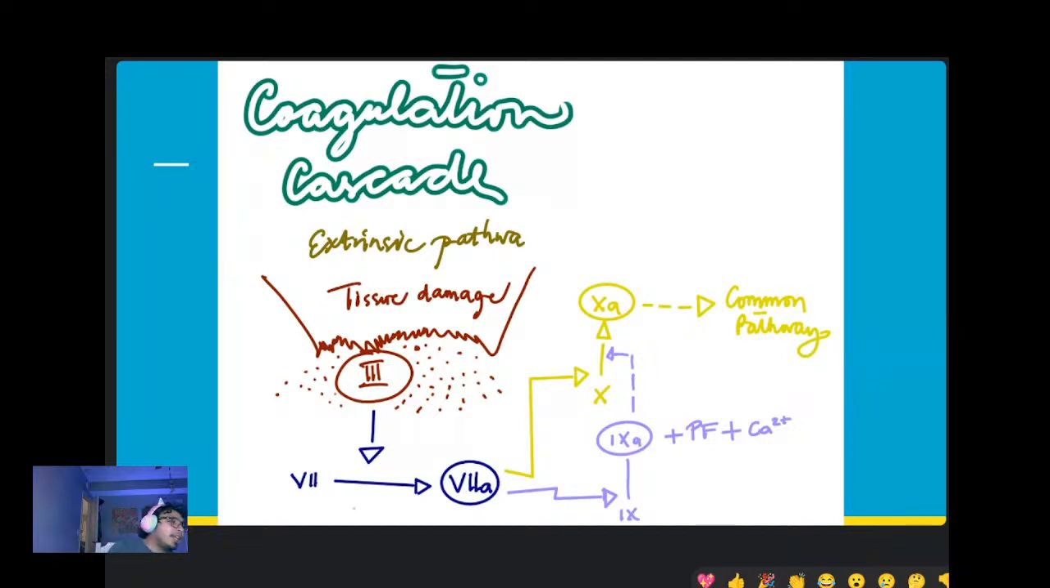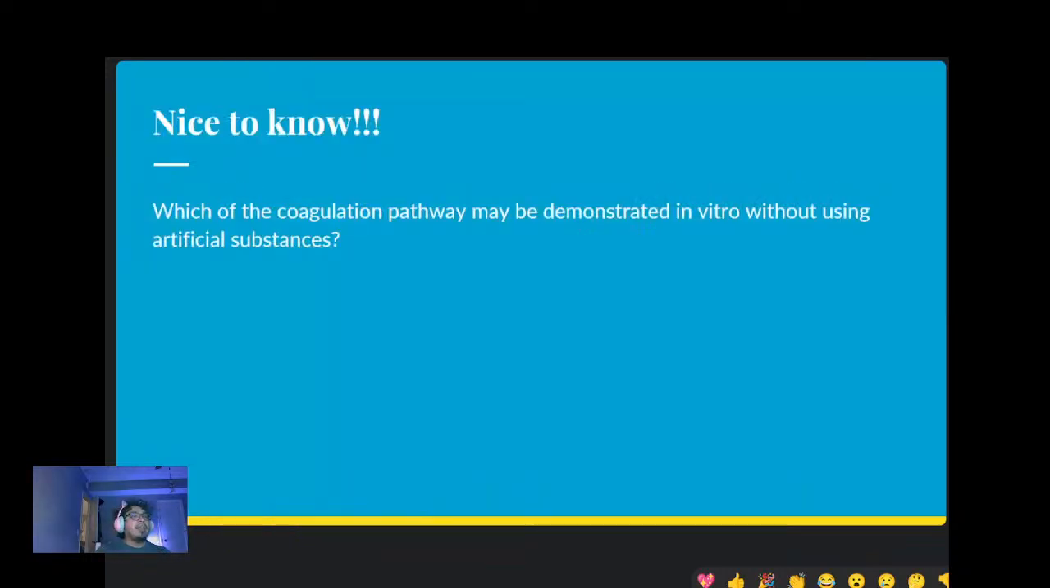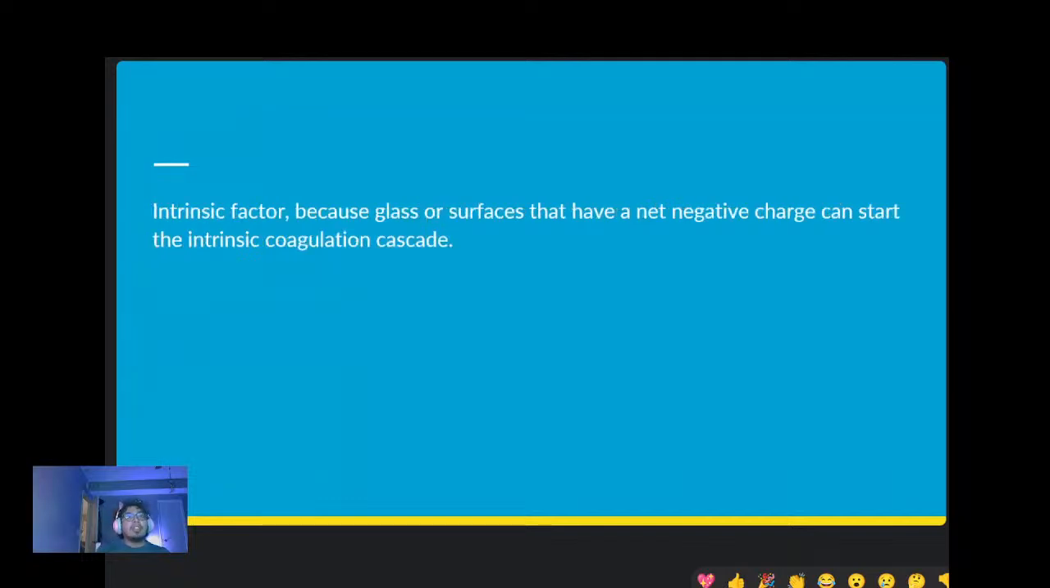Okay, alright. Next. Which coagulation pathway may be demonstrated in vitro without using artificial substances? Intrinsic factor. Okay? Sinabi ko na kanina, glass has a net negative charge that can start the intrinsic coagulation cascade. That's the reason why we never use glass. Okay? We never use glass.